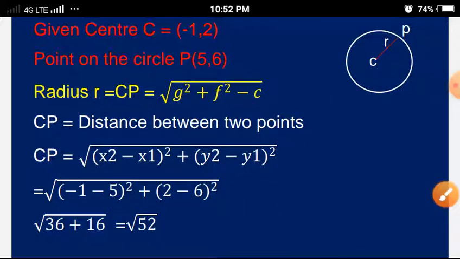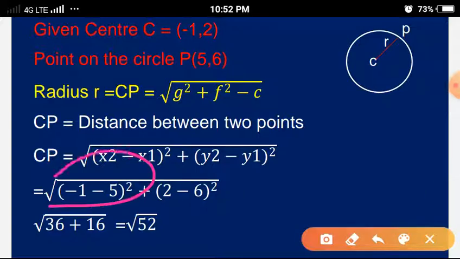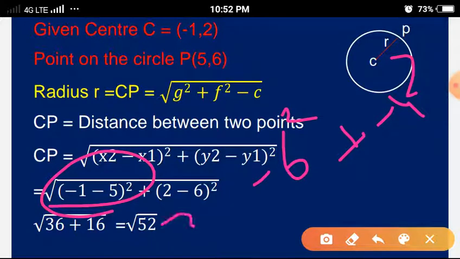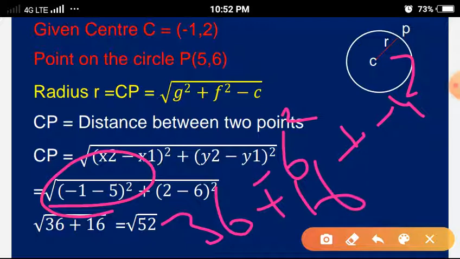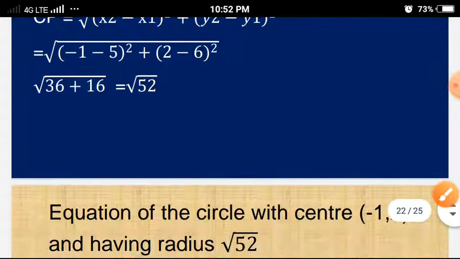Here we are writing (x1 - x2) whole square: (-1 - 5) whole square plus (2 - 6) whole square. Minus 1 minus 5 is minus 6 square, plus 2 minus 6 is minus 4 square. 6 square means 36, 4 square means 16. 36 plus 16 is equal to 52. Then the radius is square root of 52.